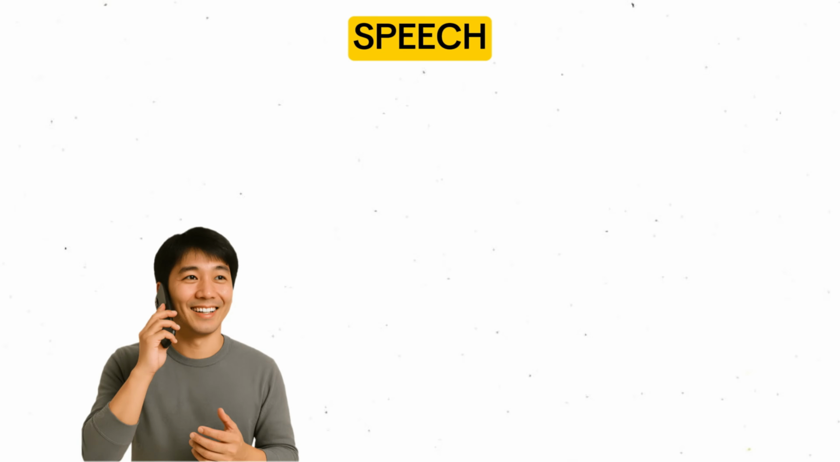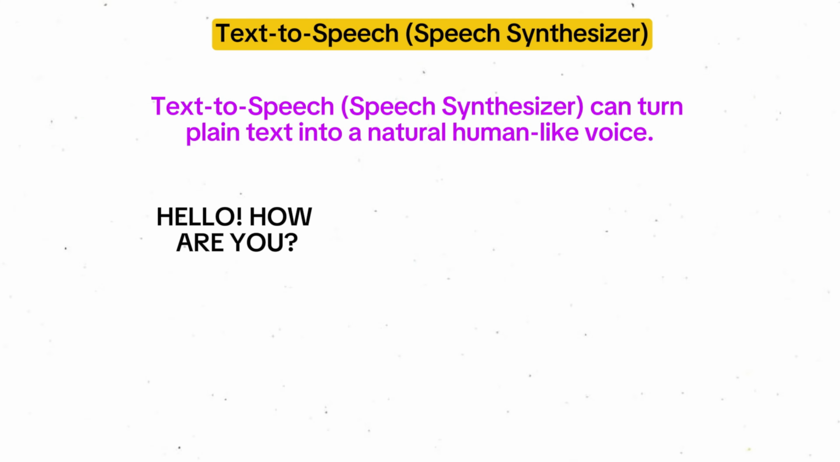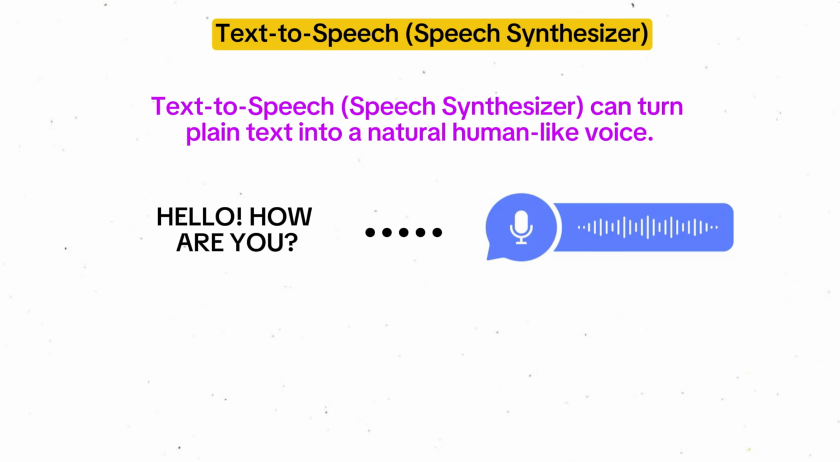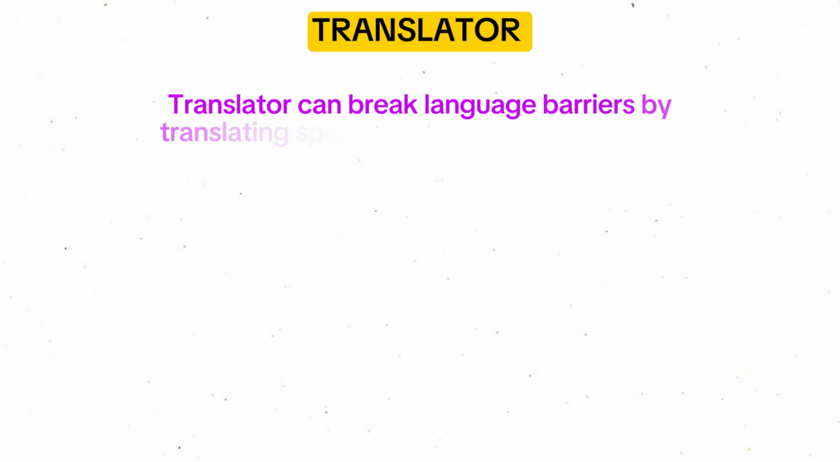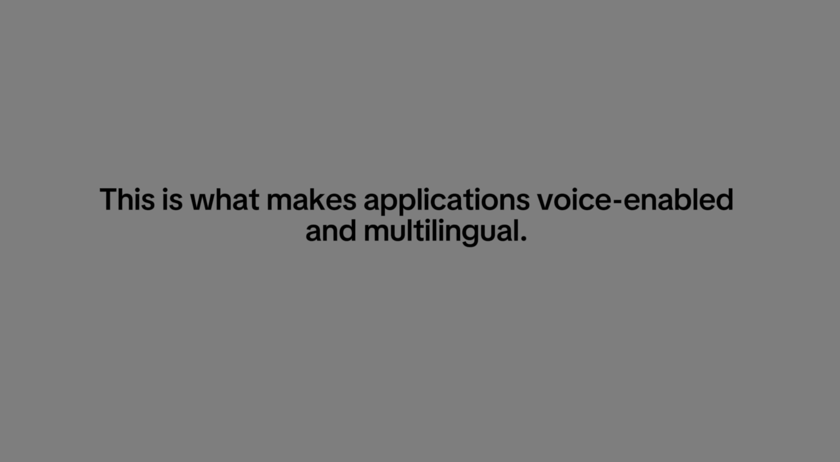Then we have speech. Speech to Text can transcribe customer calls in real time. Text to Speech can turn plain text into natural human-like voice. And Translator can break language barriers by translating speech into multiple languages. This is what makes applications voice-enabled and multilingual.